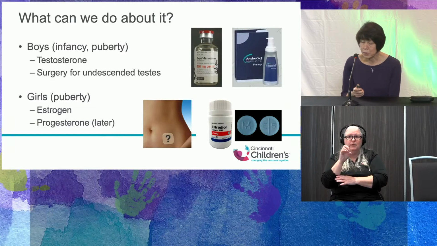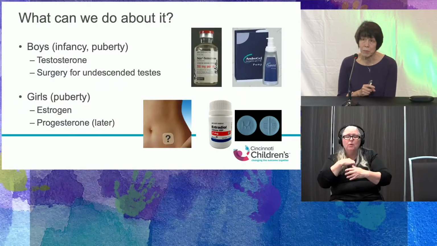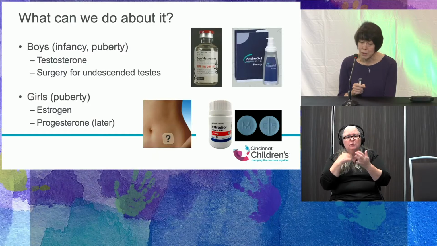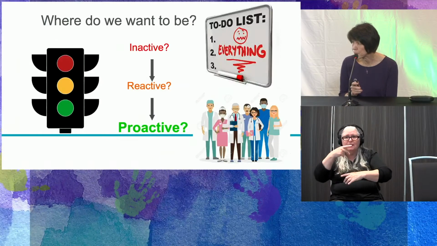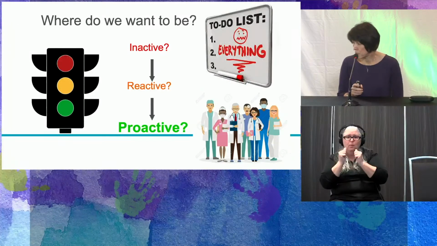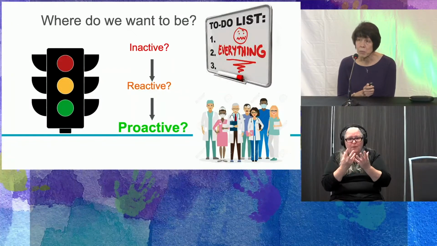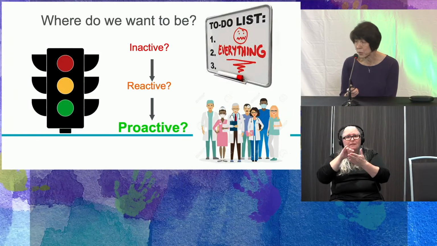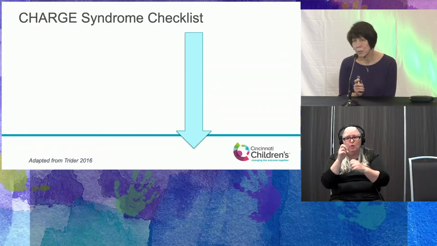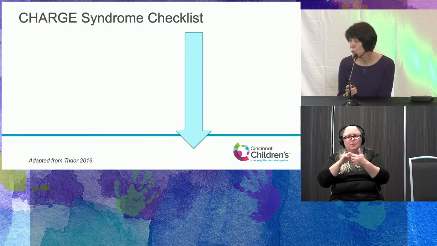And we try and do this in a way to mimic the natural puberty, so we start with very low doses and go gradually over time. So just back to this paradigm, how can we be proactive, having heard all that in terms of our care for people with CHARGE with endocrine issues? And this is my last slide just to conclude.